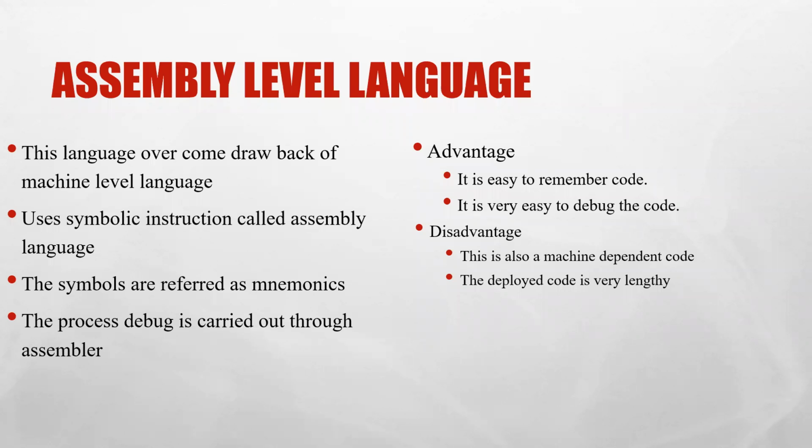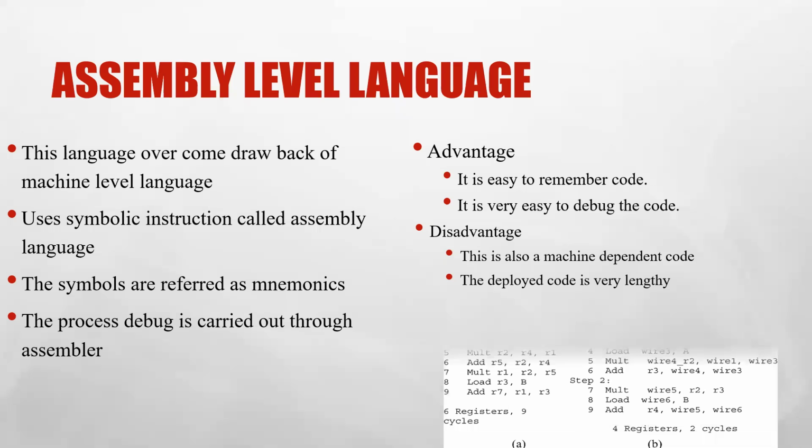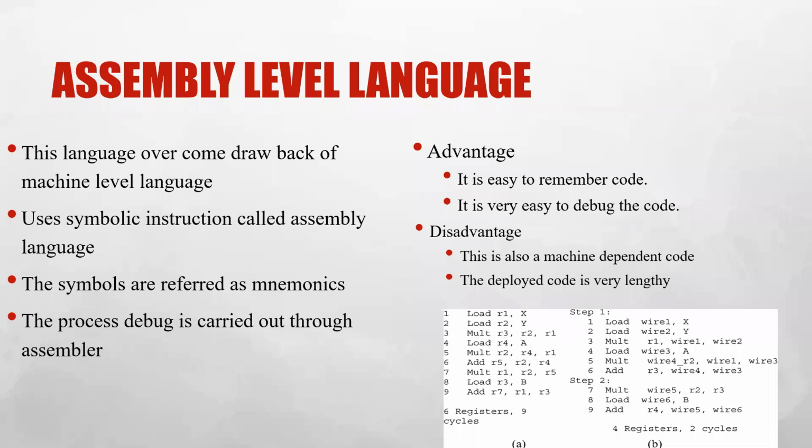So what are assembly level languages? Assembly level languages use symbolic instructions, called assembly language, which are known as mnemonics. This is what assembly coding is. Now let's see what assembly level coding looks like. So assembly level coding mainly looks like this.